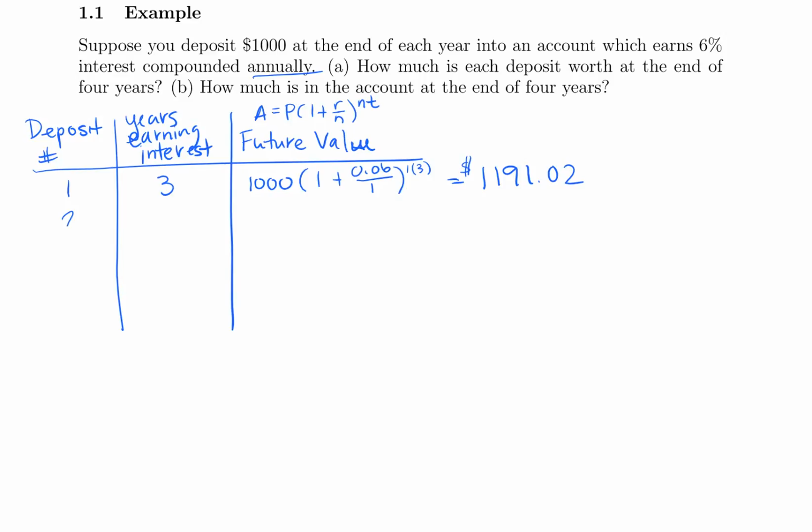Now deposit number 2 occurs at the end of the second year. So it didn't earn interest for year 1 or year 2, which means it's only earning interest for 2 years. And so its formula, if we want to compute the worth of that $1,000 deposit after those 2 years have passed, is now almost identical, except we're raised to the 2.